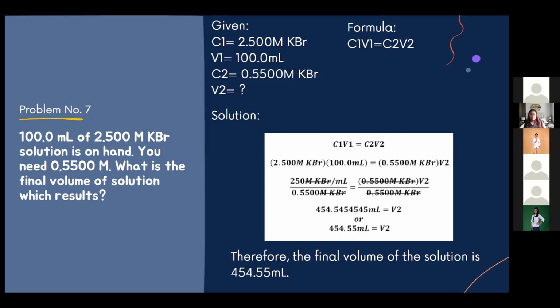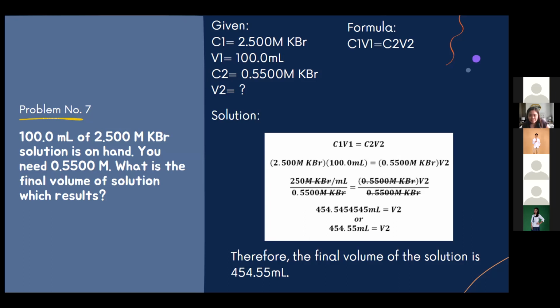So we divide both sides by 0.5500 molar KBr. Sorry po, ma'am. We divide both sides by 0.5500 molar KBr. So, dito sa kabila, ang naka-cancel out dito is yung 0.5500 molar KBr, at yung sa kabila naman po, na-cancel out yung unit. So, ang naiwan po is 2.500 multiply sa 100.0 ml over 0.5500 equals V2.